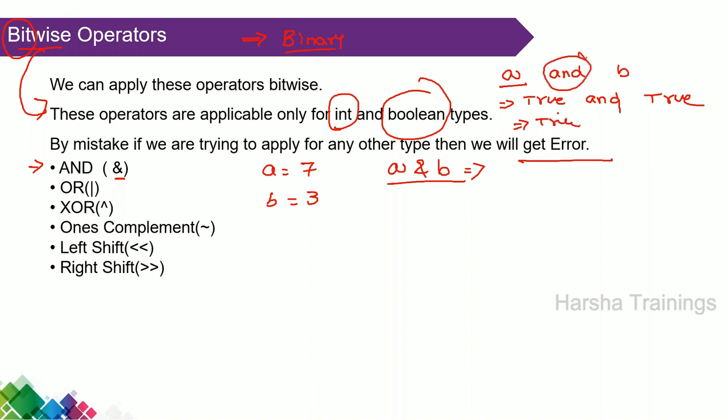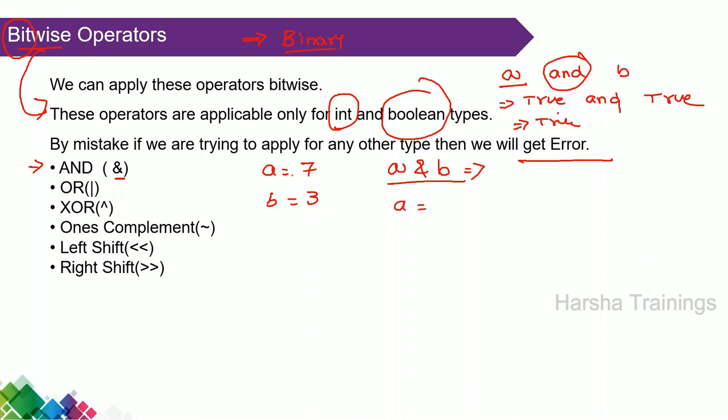If you are writing the logical operator, it is based on whether it is true or false. Whether it is true or false, the result is true. But in bitwise operators, here we are performing the calculations like this.